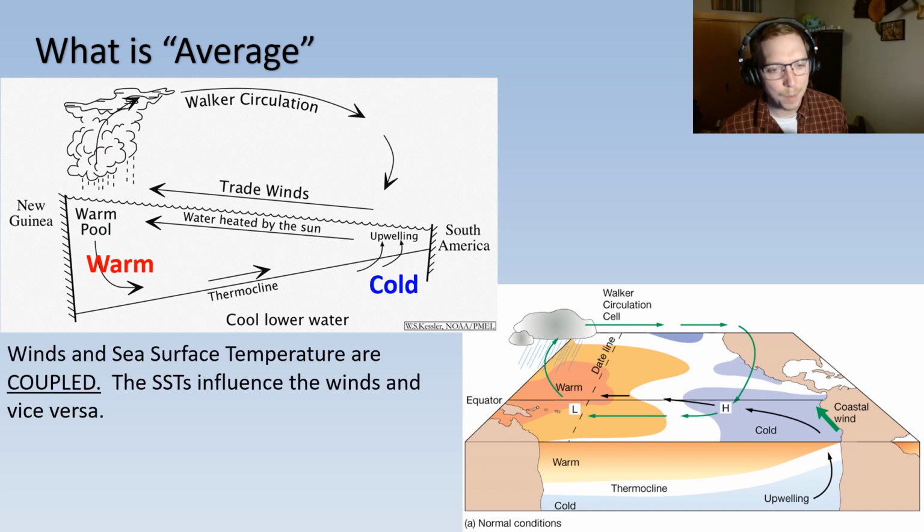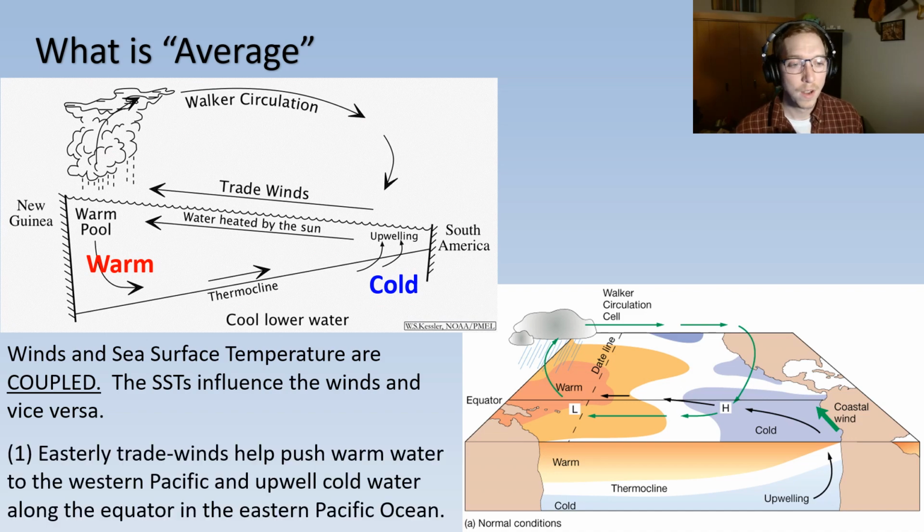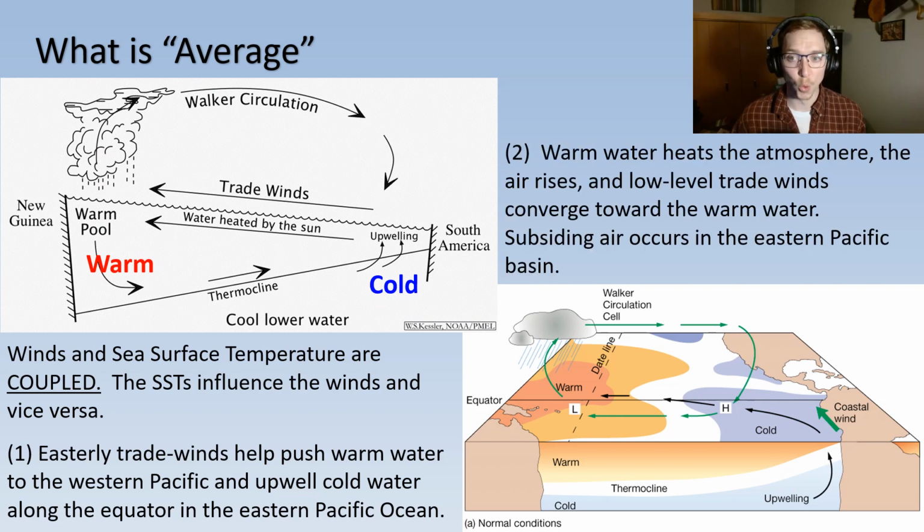Winds and sea surface temperatures are coupled. The sea surface temperatures influence the winds and vice versa. During normal or average conditions, easterly trade winds help push warm water to the western Pacific and upwell cold water along the equator in the eastern Pacific Ocean. Warm water heats the atmosphere, the air rises, and low-level trade winds converge towards the warmer water. Subsiding air occurs in the eastern Pacific Basin.